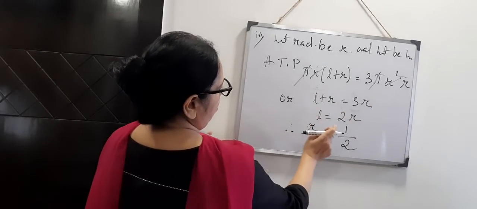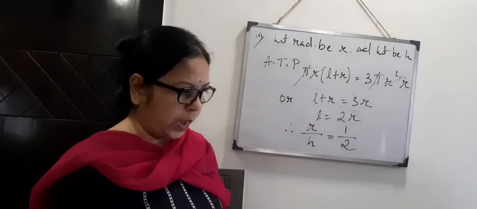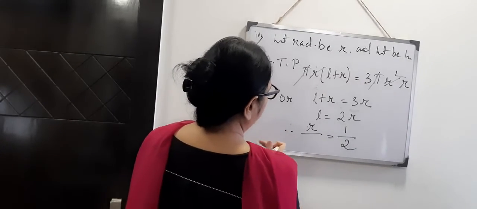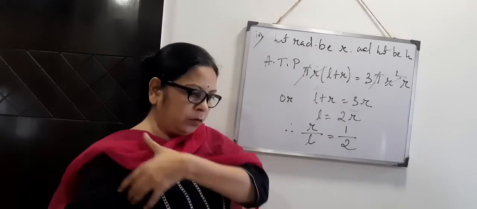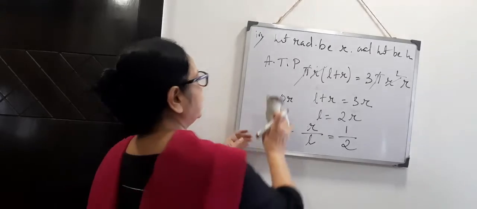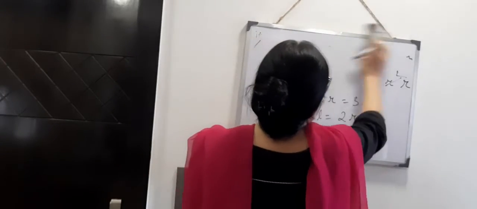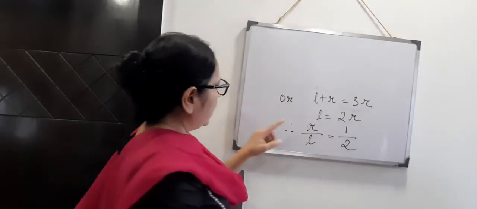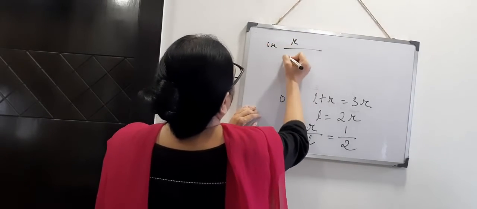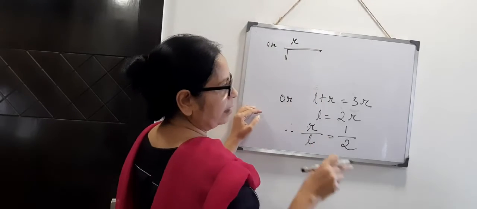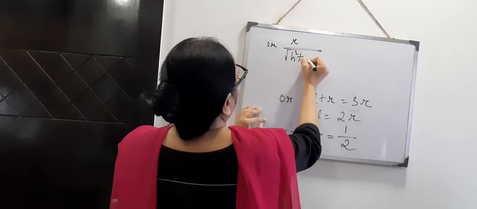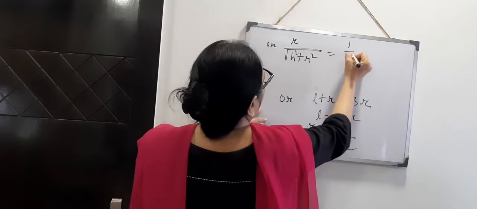Oh, sorry, height, not slant height. Here we are getting L. Clear? So you have to convert it to height, h. L square means h square plus r square. So L is root over h square plus r square, which equals 2r.